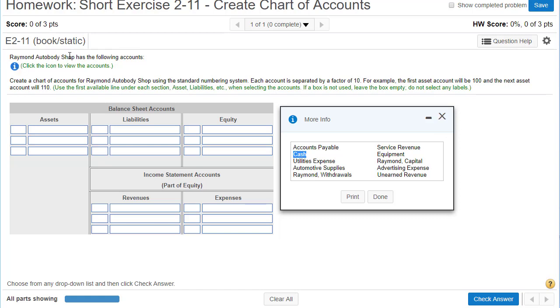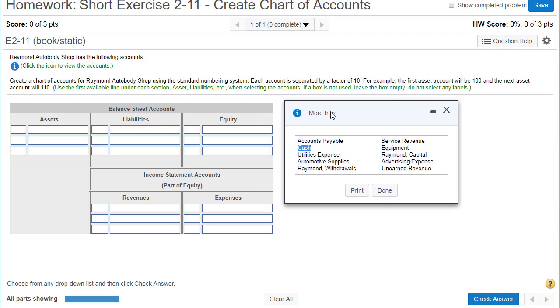So Raymond Auto Body Shop has the following accounts, which I've opened and are right here. We're going to create a chart of accounts for Raymond Auto Body Shop using the standard numbering system. The standard numbering system means assets start with a 1, liabilities start with a 2, equity starts with a 3, revenues start with a 4, and expenses start with a 5. Now the reason a chart of accounts has account numbers is once you are doing a lot of journal entries for a company, you're going to become familiar with the account numbers. And it's going to be much faster to enter the account number on the computer's keyboard rather than to type in the name.